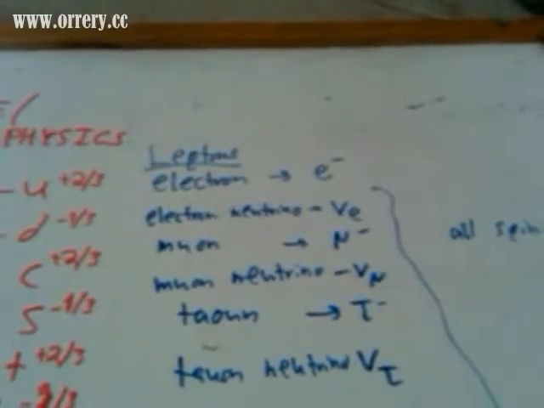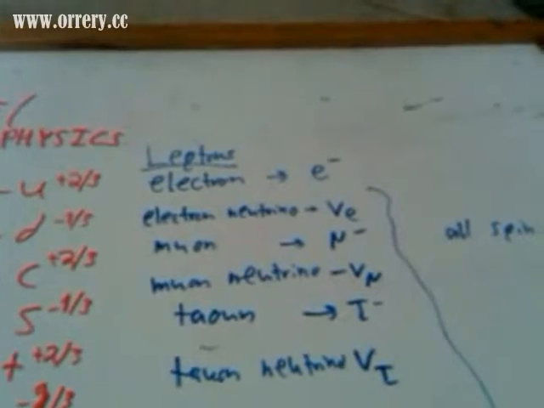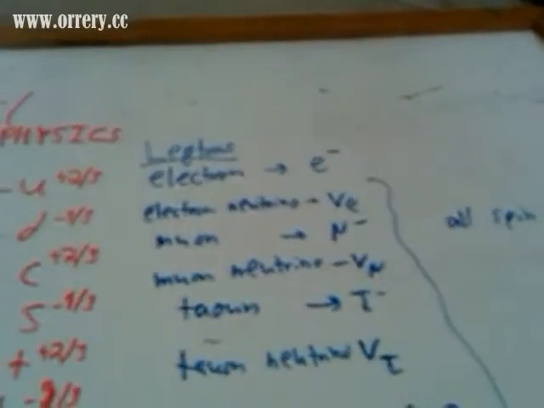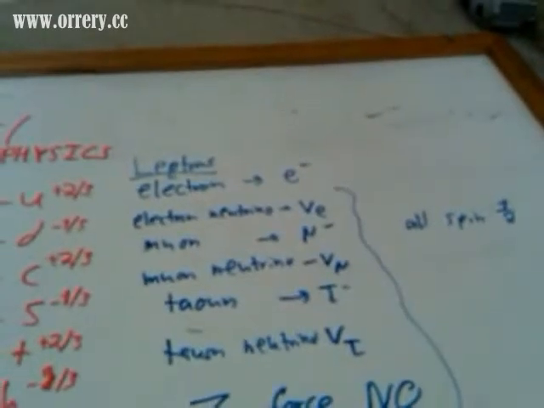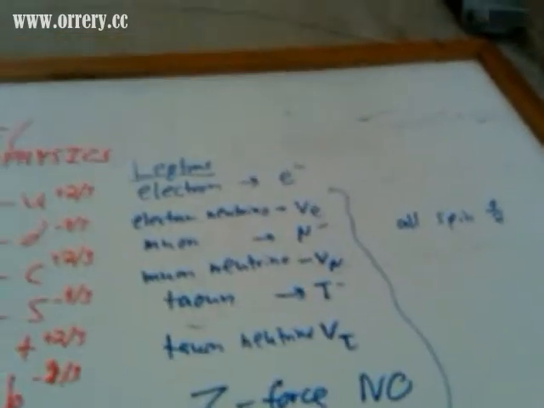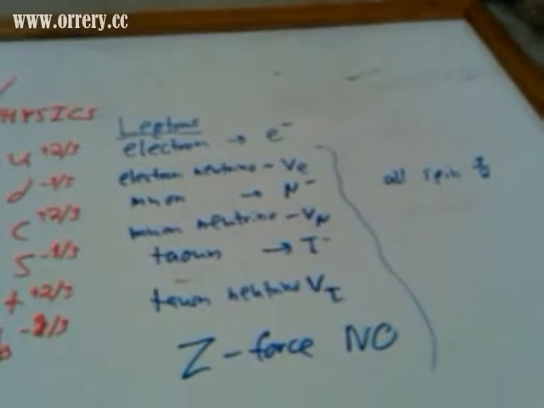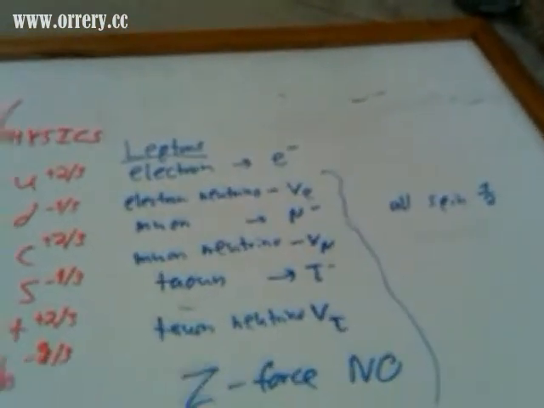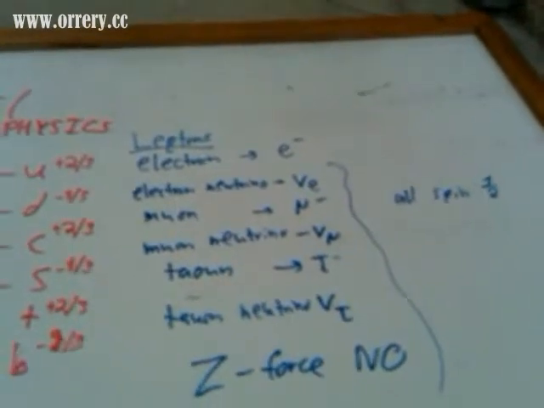Then there's a muon, which is also -1, and then the muon neutrino, which is ν subscript mu, and then the tauon and the tauon neutrino. All of the charged ones have -1, and all the neutrinos have 0 because they're neutral. And these do not interact with the strong nuclear force. The neutrinos we're going to talk about when we talk about the weak nuclear force, the other type.